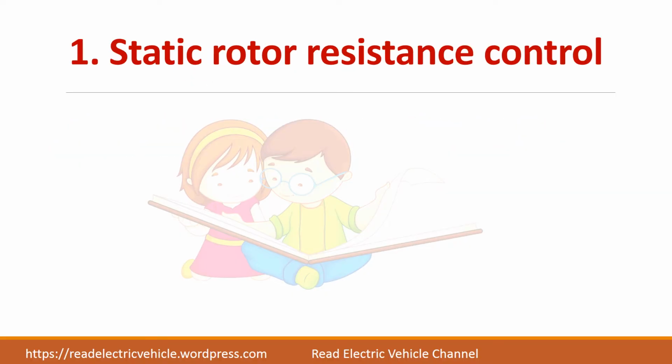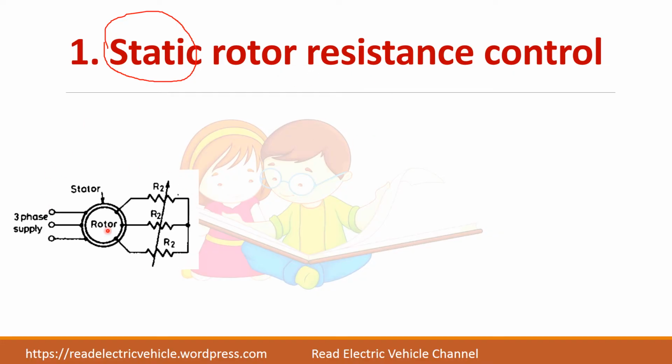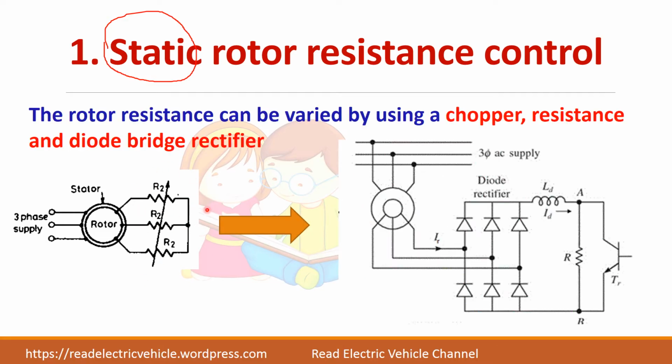Next we will see about the static rotor resistance control. As I told earlier, if we use this word static, it means that we are using power electronic converters in the circuit. So in this static rotor resistance control, we are using power electronic converters or power electronic switches to control the rotor resistance. So earlier we were manually changing the rotor resistance. This part can be replaced by a chopper resistance and a diode bridge rectifier.